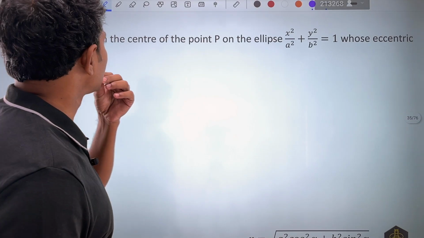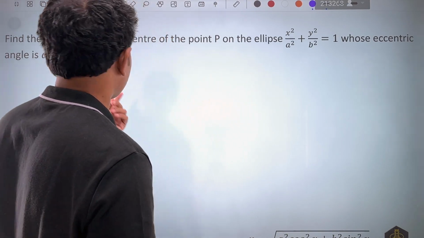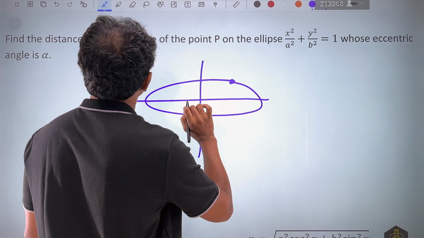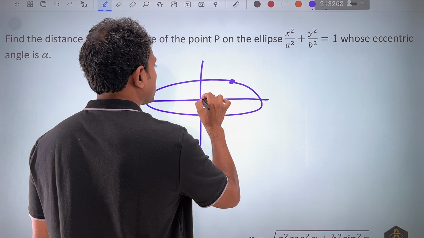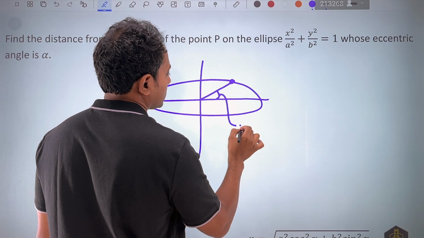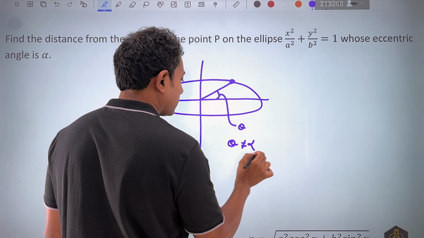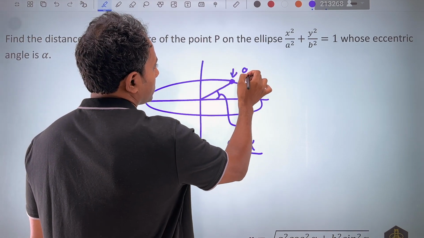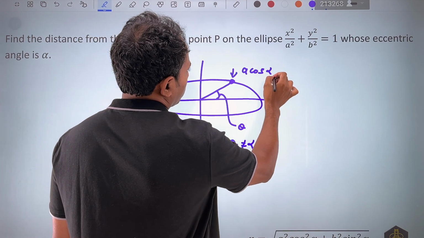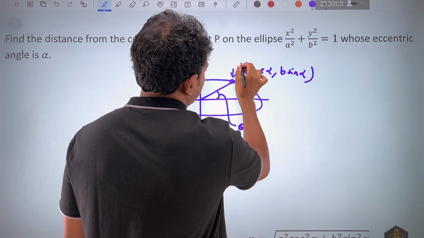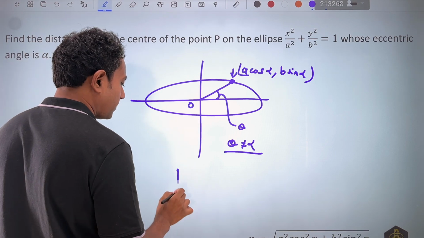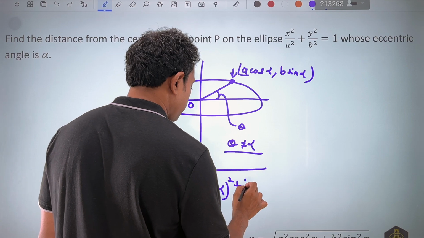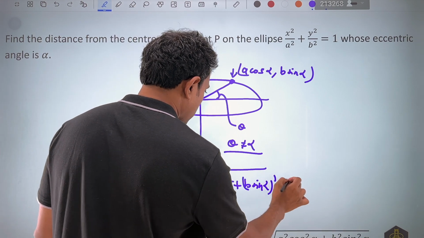Find the distance from the center of this point P whose eccentric angle is alpha. See now, if this is given to you and this point has an eccentric angle alpha, this does not mean, again, that this theta is equal to alpha. So don't apply any wrong shortcuts in doing the answer. Instead, write this point as a cos alpha, b sin alpha, and then apply the distance formula. If you apply the distance formula, you will get a cos alpha whole square plus b sin alpha whole square. This is important.